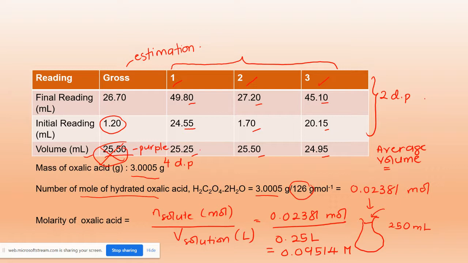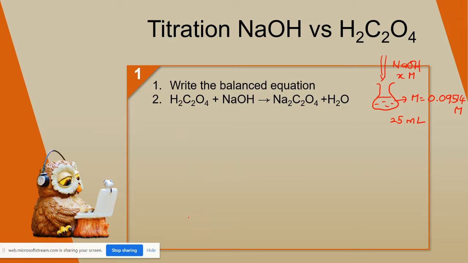You just include 25.25 plus 25.50 plus 24.95 over 3. Volume 1 plus volume 2 plus volume 3. And this is the value of volume here. We know that.